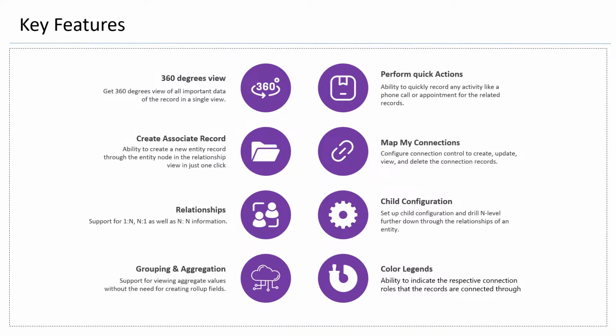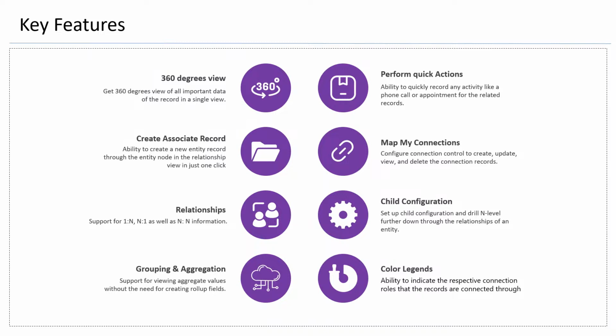It presents you the overall 360 degrees view of the data that you actually wish to see in the map. You can also perform any quick activities like creating an email, appointment, task, etc. straight from within the relationship map itself. Along with this, you can also create an associated record in a single click through a node.